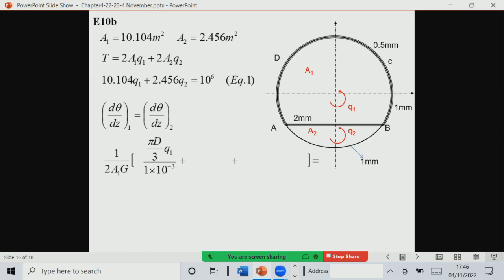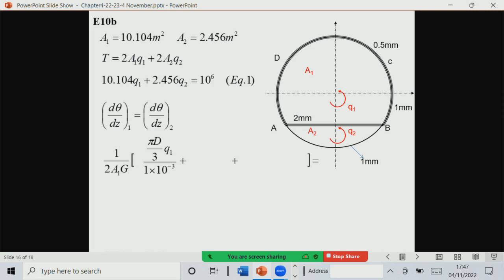So if you think the shear flow in the floor panel is Q1, please raise your hand. If you think the shear flow in the floor panel is Q2, please raise your hand. If the shear flow in the floor panel is Q1 minus Q2, please raise your hand.